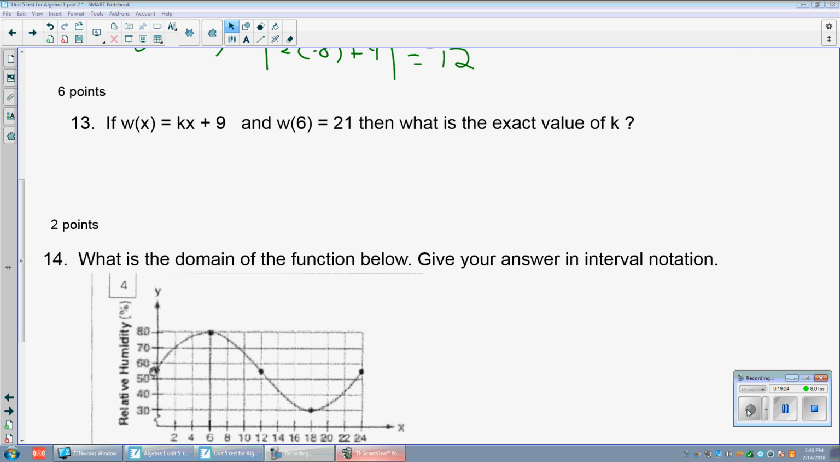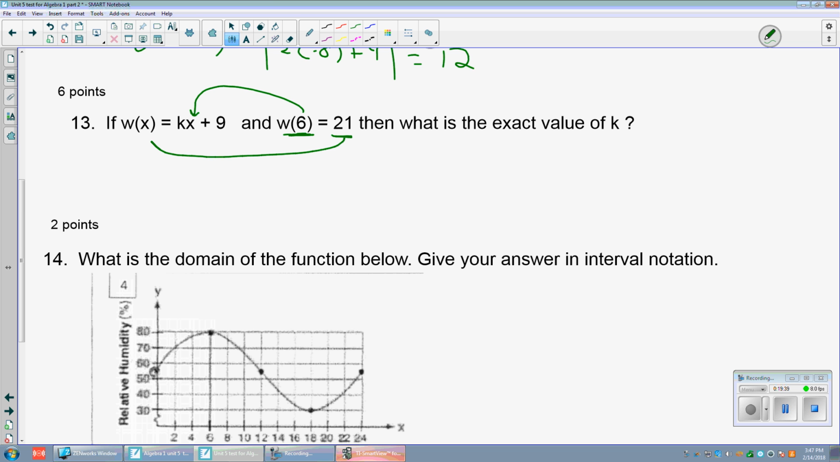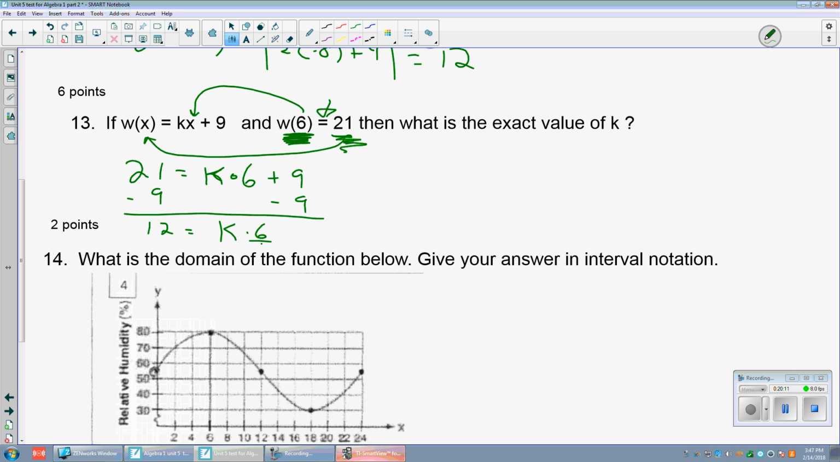Ta-da! Number 13, if w of x equals k times x plus 9 and w of 6 equals 21, then what's the exact value of k? Wait a minute. This says if I plug 6 into the x, the answer is going to be 21. So the answer is 21 equals k times 6 plus 9. That's what it says. Now solve it. Subtract 9 from both sides. 12 equals k times 6, or you can write 6k. Then we divide both sides by 6. 2 equals k.